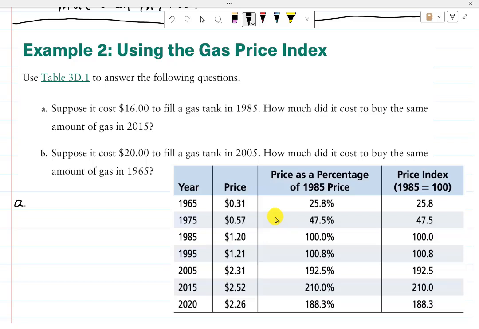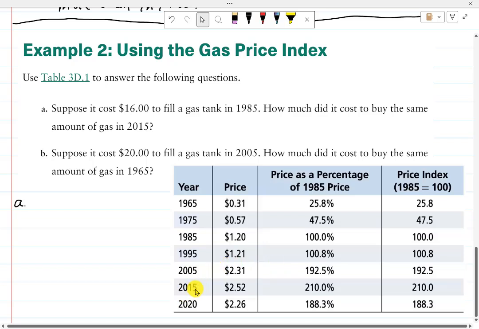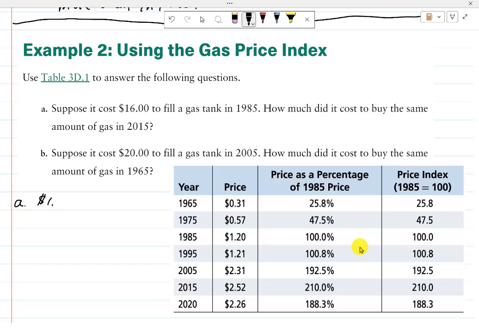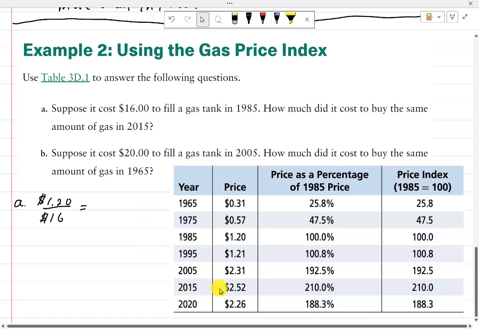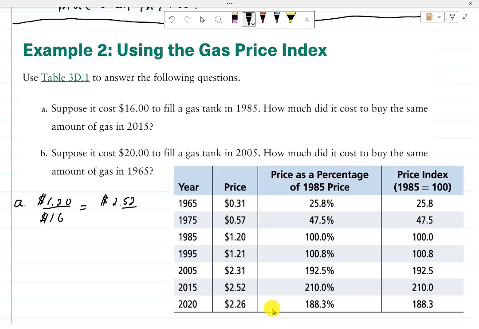Since I'm trying to solve for an unknown quantity, I'll set up a proportion, an equation that can be solved. So for example, in 1985, the gas tank was $16. What we can use for our index here is $1.20. So we could do $1.20 divided by $16. And then we can go to 2015. Here we have $2.52 per gallon, and we'd like to know how much that cost. So this was 2015. This was 1985.